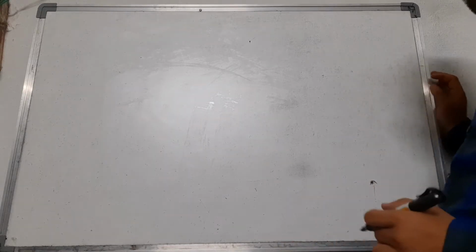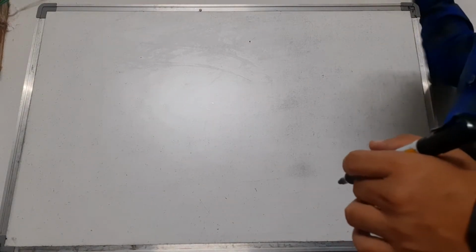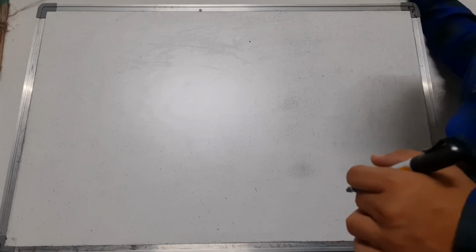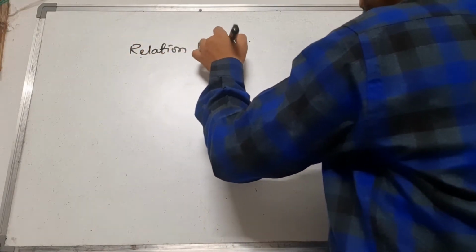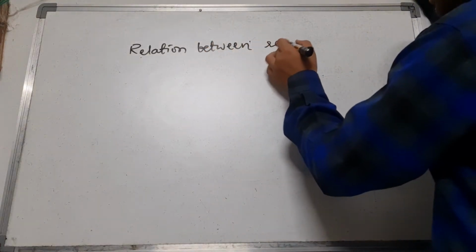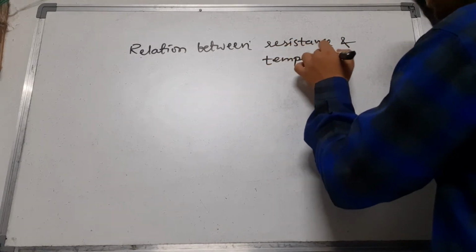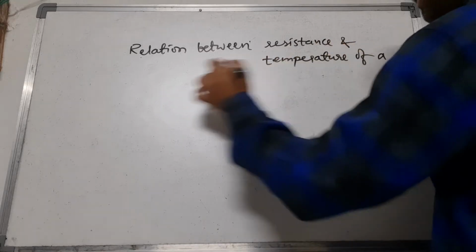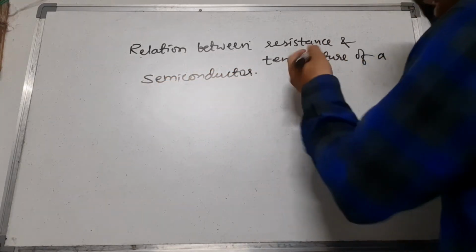Now, what is the relationship between temperature and resistivity of a semiconductor? The relation between resistance and temperature of a semiconductor. In a semiconductor, if temperature is increased, what happens to resistance?